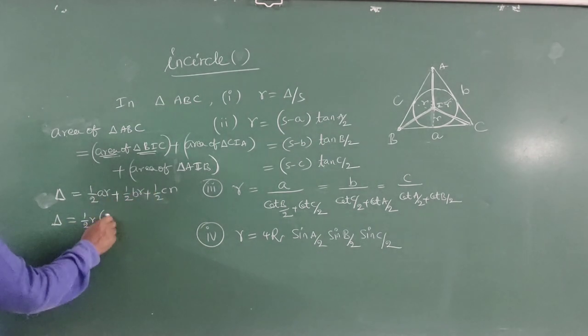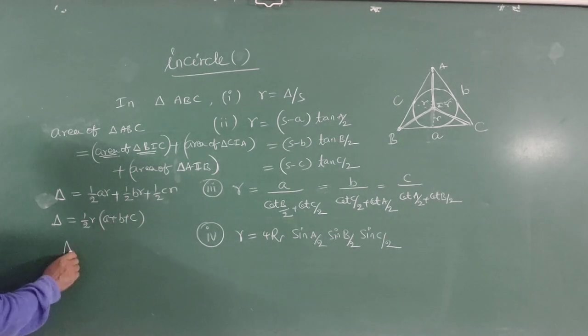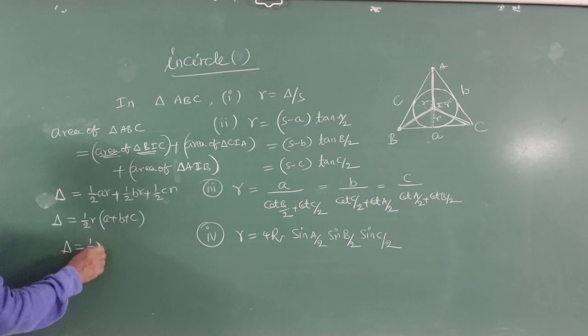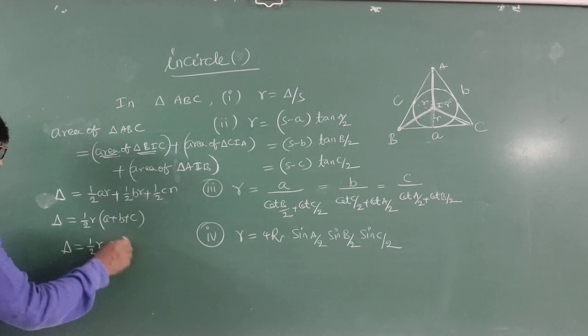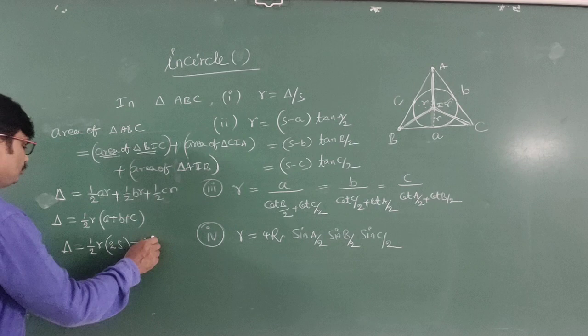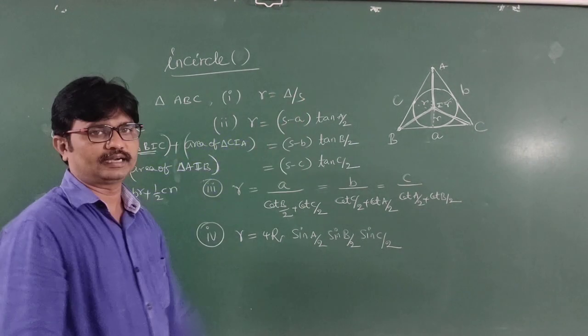Dear students, we have a plus b plus c. So this is r into, we have to know that the value of a plus b plus c is 2s. So we can write it as r s. Now small r equals delta by s.